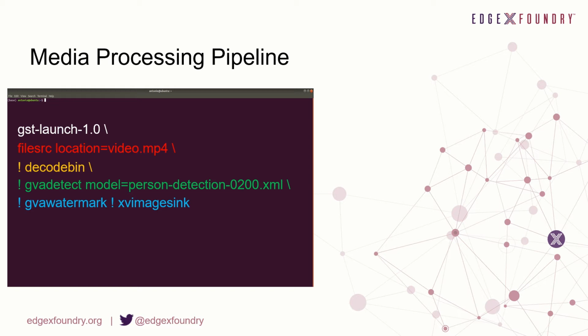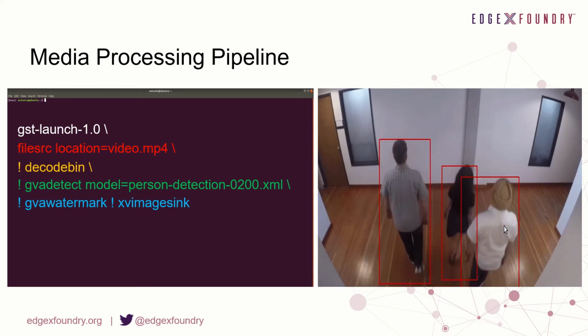Next, we use gvawatermark. This command will take the output from the detection and draw the coordinates, or the bounding boxes, on the video file. And then we want to display the post-processed image or video in the windowing graphic environment using xvimagesink. If we run this command on our console, the output will be something like this.